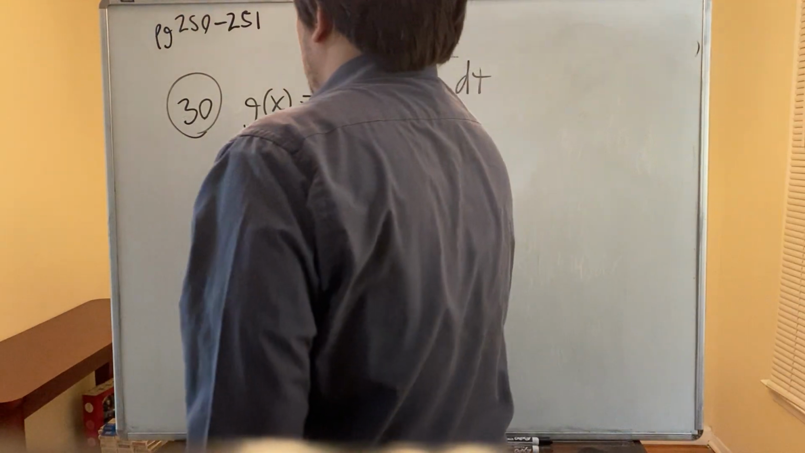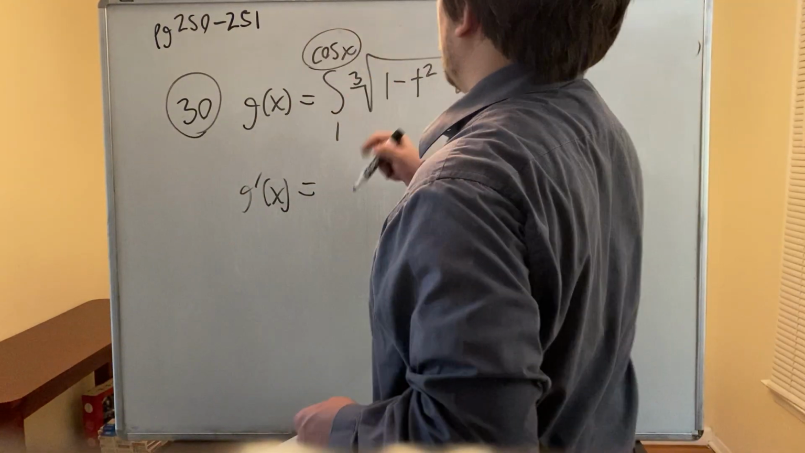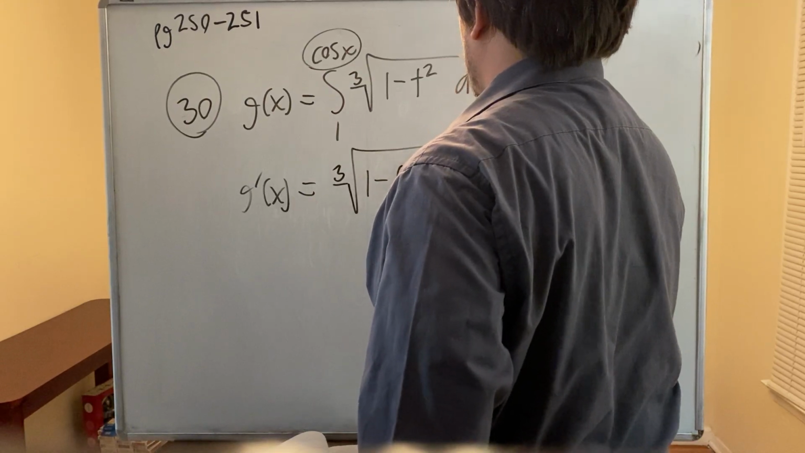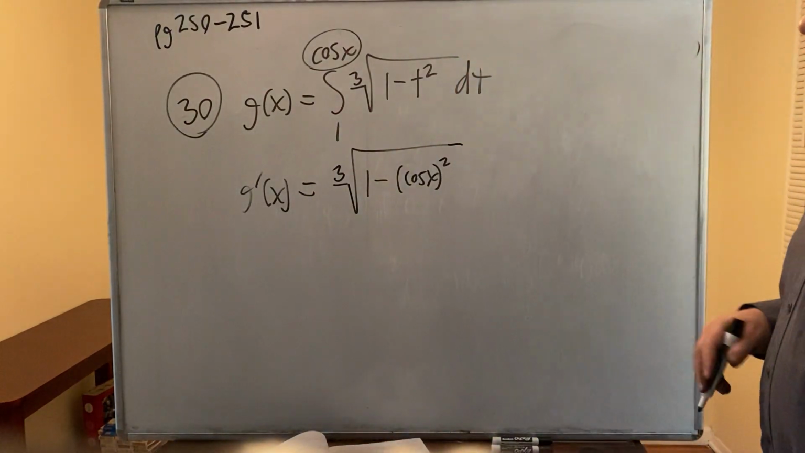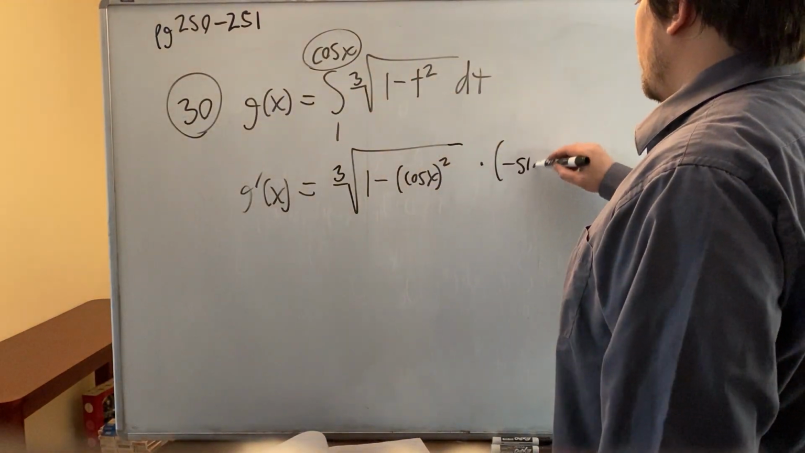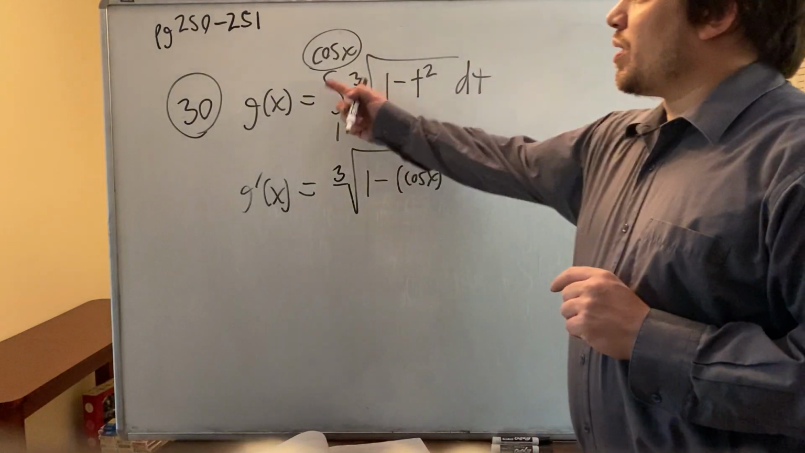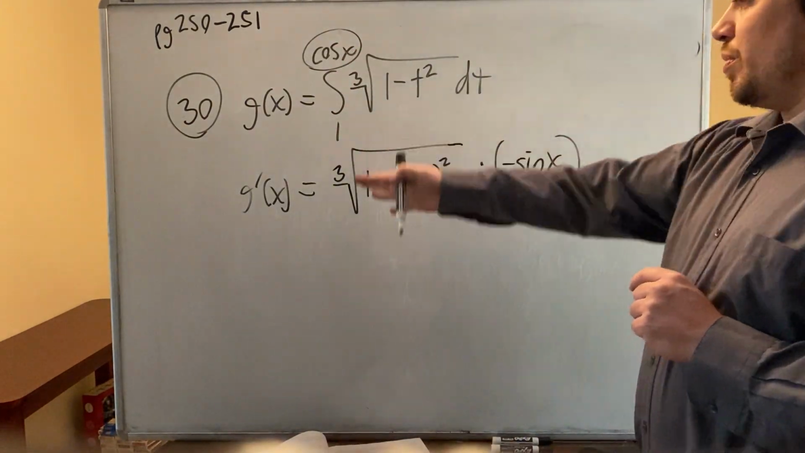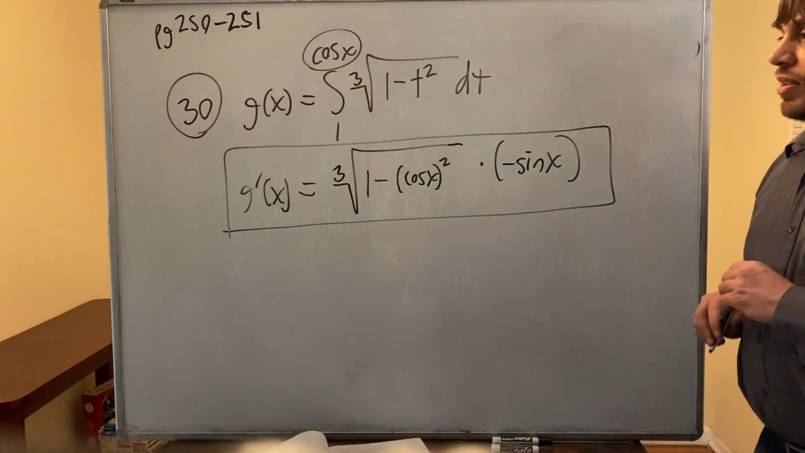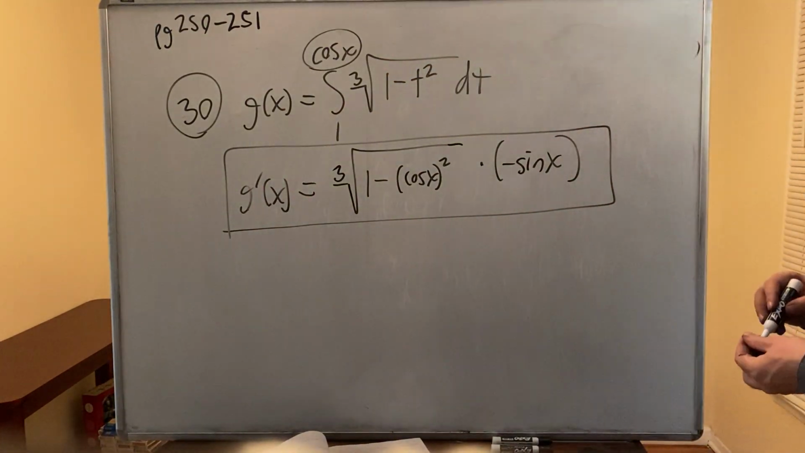Applying the fundamental theorem of calculus, the derivative is just you plug this function in there. So you get the cube root of 1 minus cosine x squared. I could have written cosine squared x, but I just want to emphasize what I'm doing here. Times the derivative of cosine x, which is negative sine x. If this was just 1 to x, you would plug in x here, and then you would stop. So this is a special case, a little bit more complicated. We went over it, so you should know how to do that also. All right, so that's number 30.